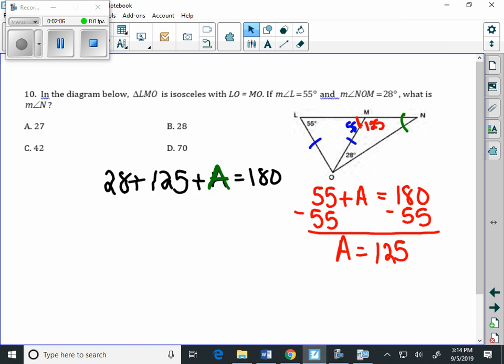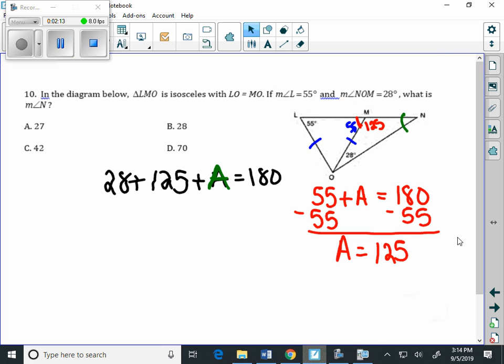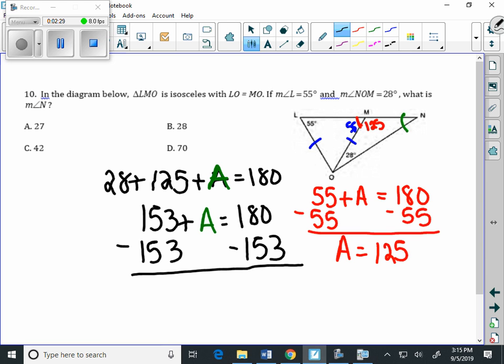If we pull up the calculator, 28 plus 125 is 153. So 153 plus A equals 180. And if we subtract 153 from both sides, we get the value of our missing angle, which happens to be angle N. I could have even used N for my variable, but that should be 27.